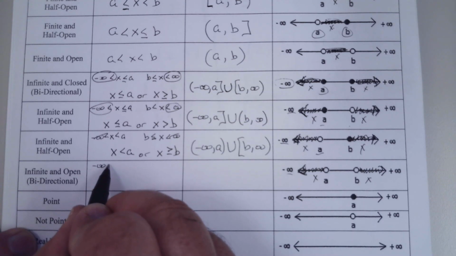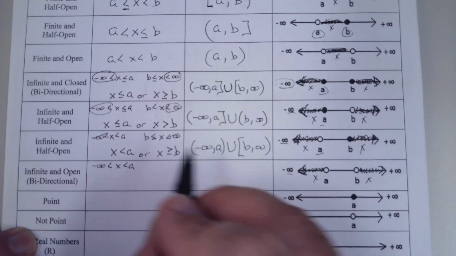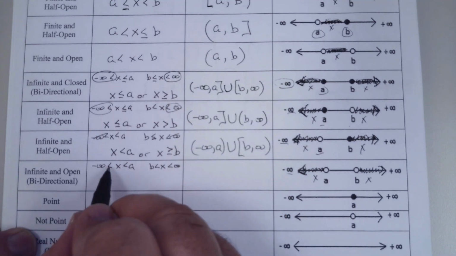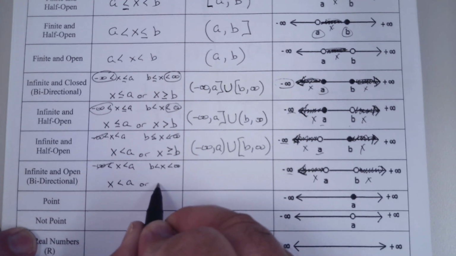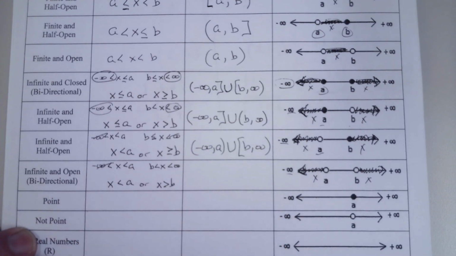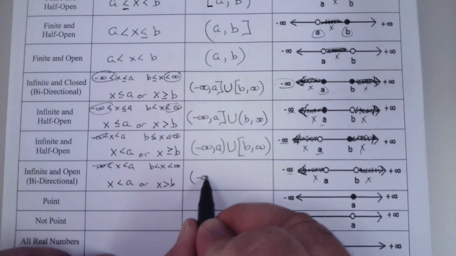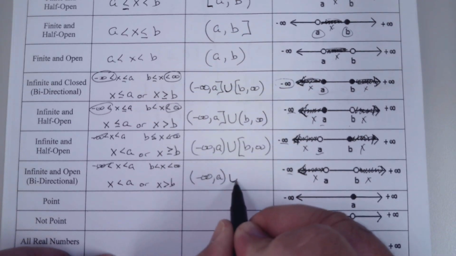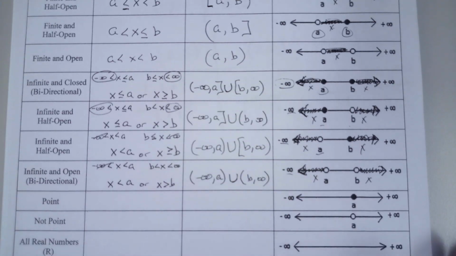Negative infinity less than x less than a. B less than x less than infinity. X is less than a, or x is greater than b. That's what that means. So from negative infinity to a, parenthesis, union, parenthesis, b to infinity. So those are the bidirectional ones.